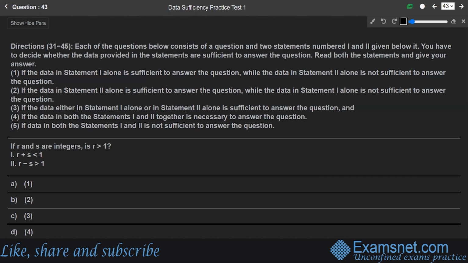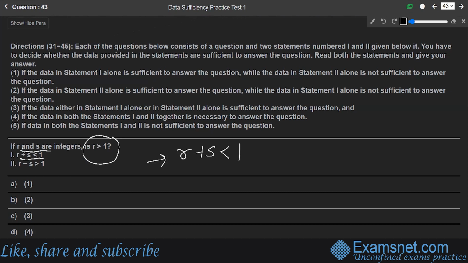Okay, so the question says, if R and S are integers, is R greater than 1? That's what we are supposed to find out. R is greater than 1 or not. Let us see the first one. R plus S is less than 1. That is the first one. R plus S is less than 1. Okay, that is the information given.